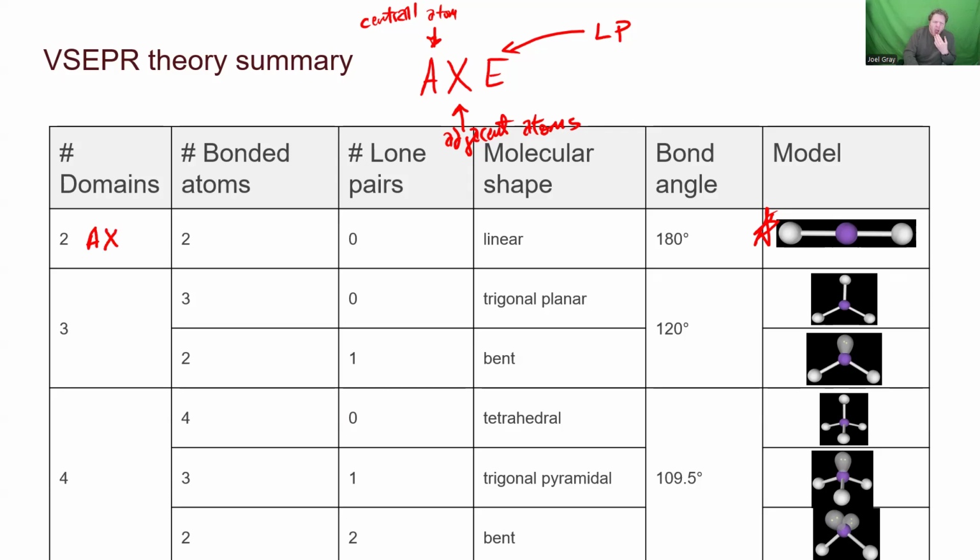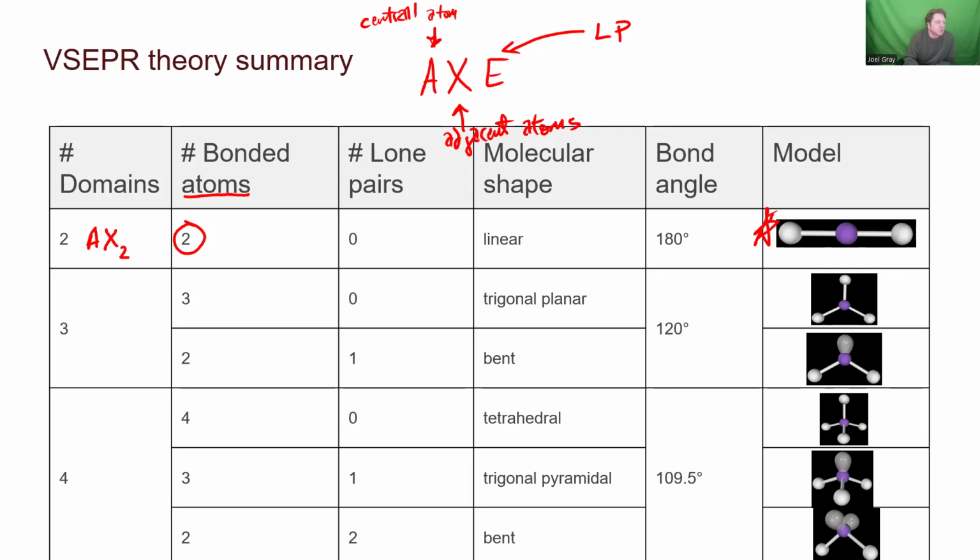But that X represents my adjacent atoms. So how many adjacent atoms do I have in this model? Well, that would be my number of bonded atoms. And that's 2. And we represent that with a subscript.